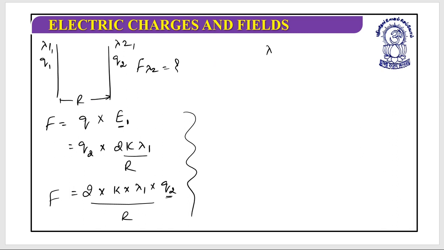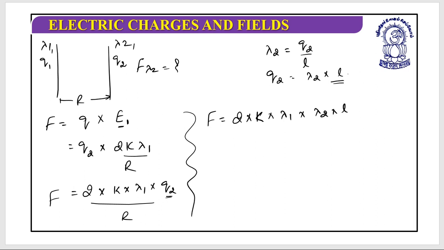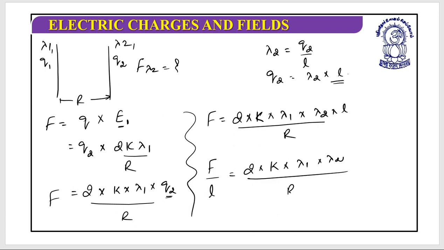If I replace this charge, I know that lambda 2 is equal to q2 divided by l. So if I replace q2, this is equal to lambda 2 into l. So F is equal to 2 multiplied by k multiplied by lambda 1 multiplied by lambda 2 into l divided by r. So the force per unit length would be 2 into k multiplied by lambda 1 multiplied by lambda 2 divided by r. This is force per unit length.